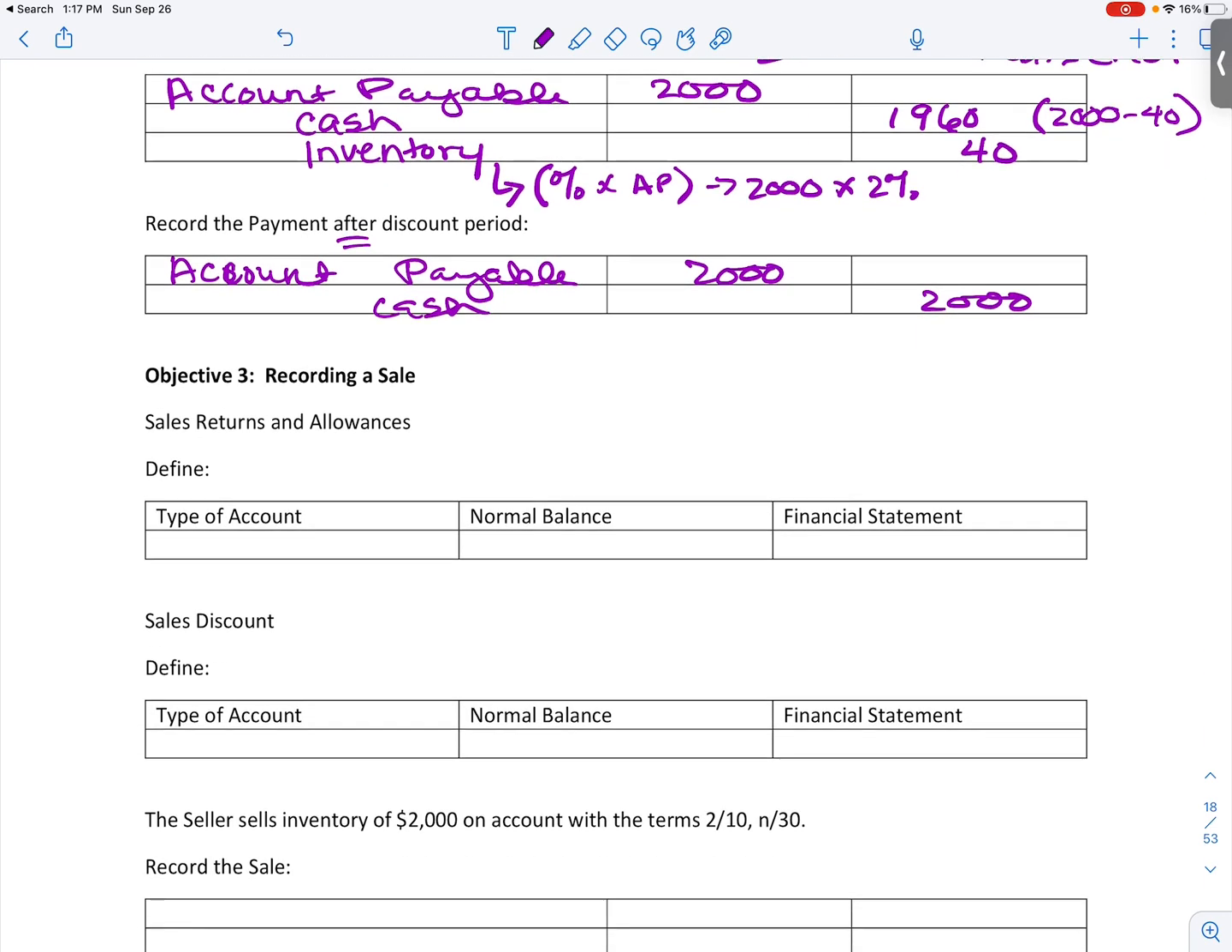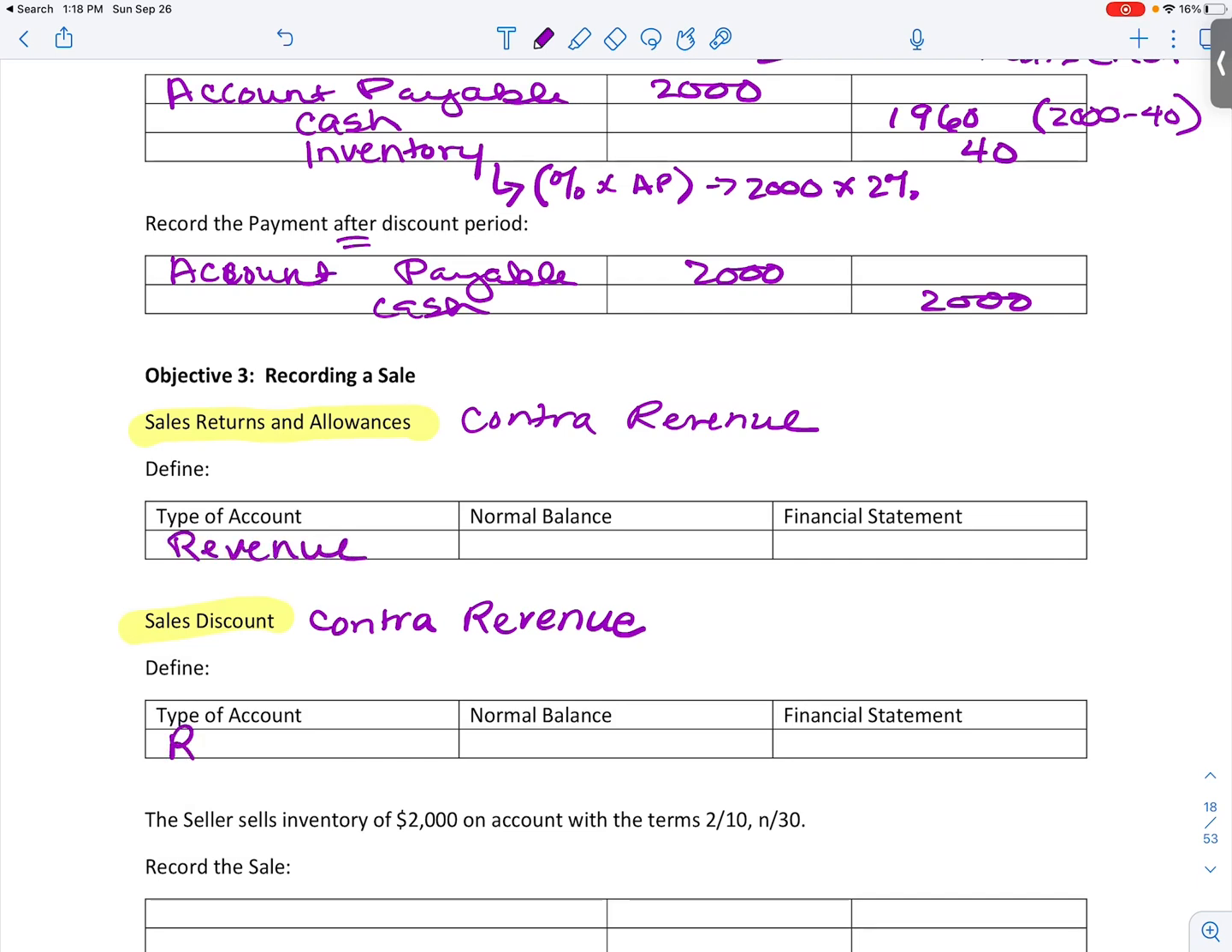But what does this all look like from the seller standpoint? There's two new accounts we really have to understand: sales returns and allowances and sales discounts. These accounts, both of them, are called contra revenue accounts. Remember, when we talked about accumulated depreciation, that was a contra asset account because it attached itself to the asset but had that opposite balance. These are the same thing. So these are revenue accounts, but their normal balance, because they're contra accounts, is going to be a debit. And because they are revenue accounts, you're going to find these on the income statement.